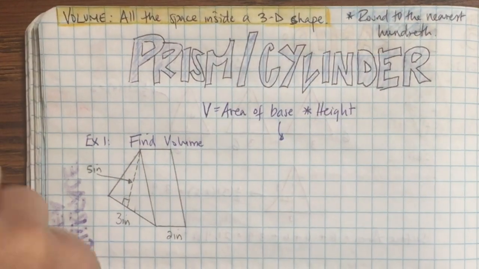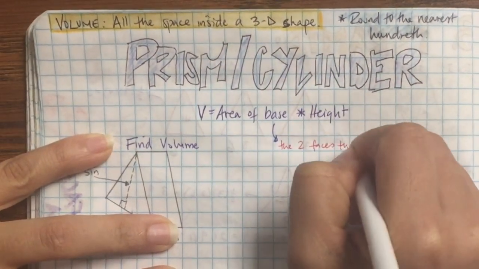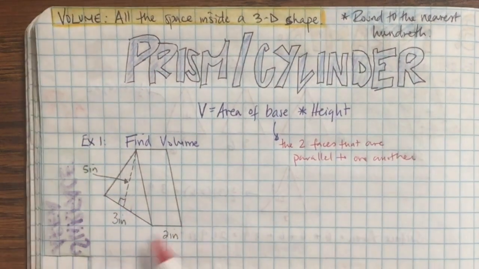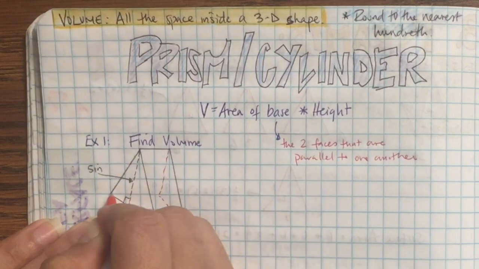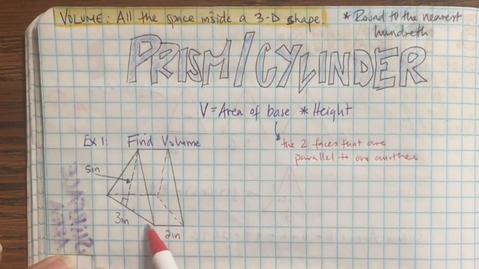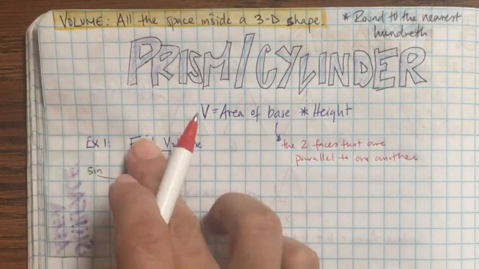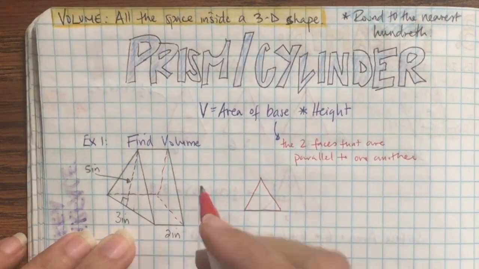The volume is the area of the base. So whatever the base is, the area of that times the height. And remember, the bases are the two faces that are parallel to one another. So you've got to find them. So let me first make this shape 3D. Alright, two bases are parallel to each other. So it's got to be the triangles. Because if you look at these triangles, they're parallel to one another. It can't be the rectangle because the rectangle meets the other rectangle on the other side.